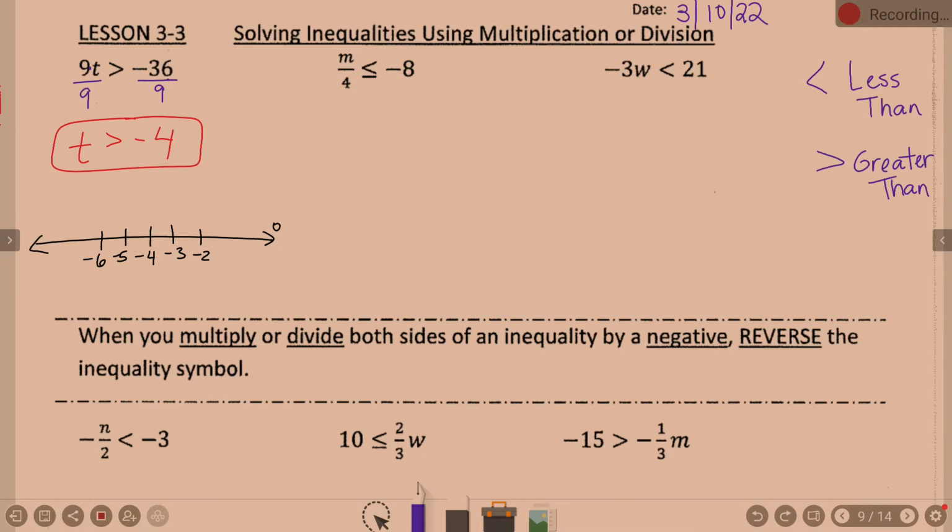So my rule is, as long as my letter's on the left side, I get to shade the direction the arrow points. This is a greater than sign. So I'm going to shade to the right of negative 4. Halen, if you can't see, you can move up too. Because it's greater than, I'm shading to the right.